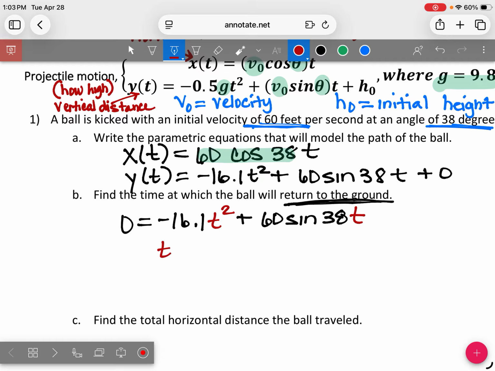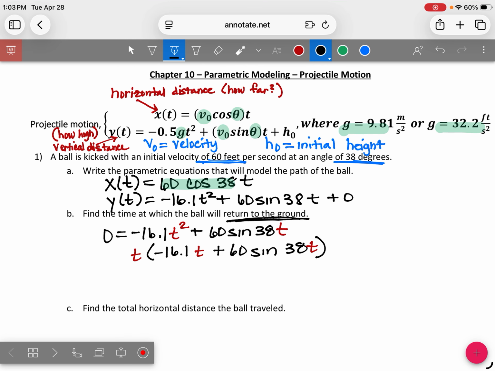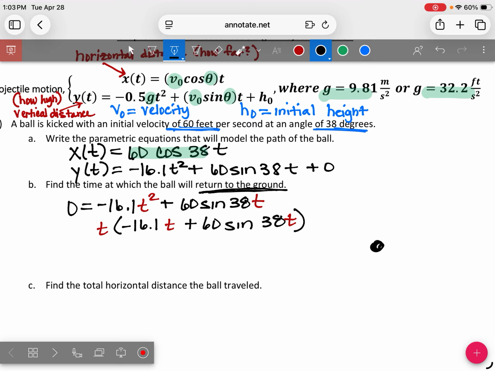When I take out a t, I am left with negative 16.1 t plus 60 sine 38. So I want you to notice that t appears in 2 places. The reason why is because the ball is going to be on the ground twice. All right? It's on the ground when it's kicked. So this is when it's kicked. And then it is on the ground when it lands. So there's 2 times that the ball is on the ground.